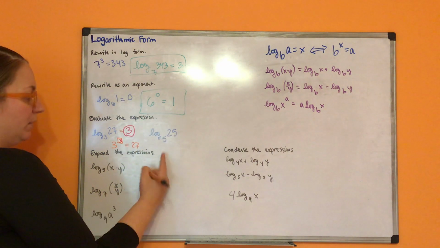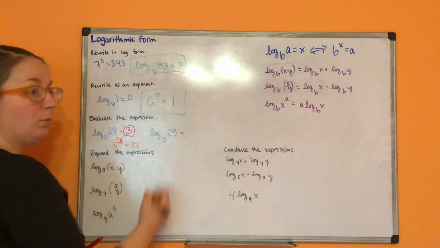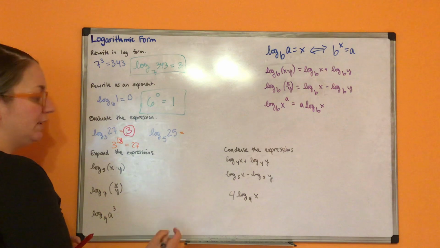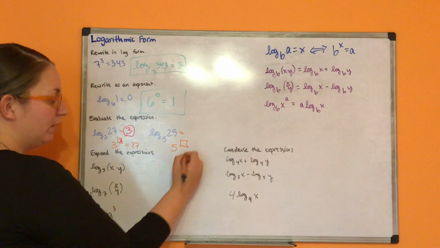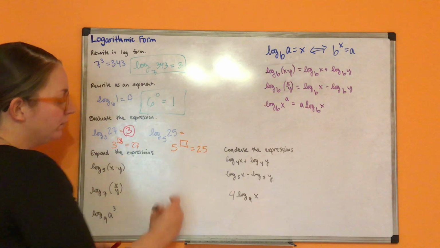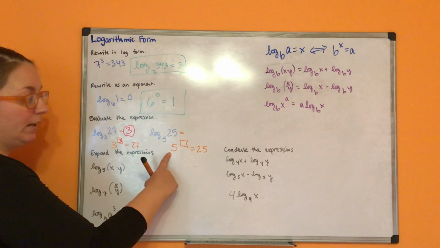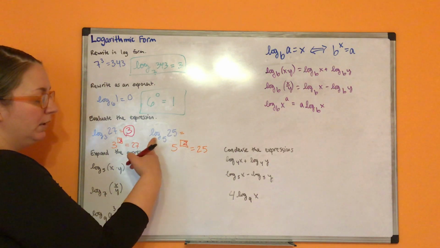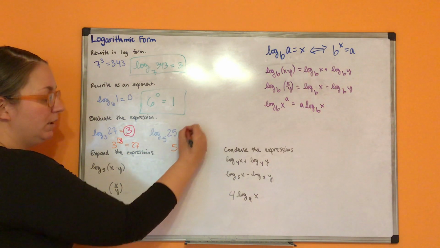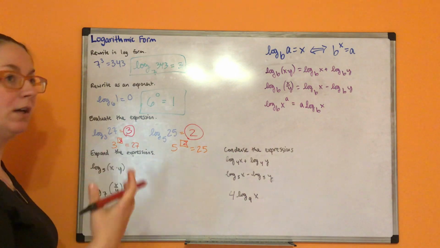Same idea for the next one, log base 5 of 25, what does that equal? Let's think about it as an exponent. Base 5 to the something, which is what we're trying to find, equals 25. What exponent do I have to put on 5 to get to 25? 5 squared is 25, so log base 5 of 25 equals 2. If I evaluate that log, I get 2.